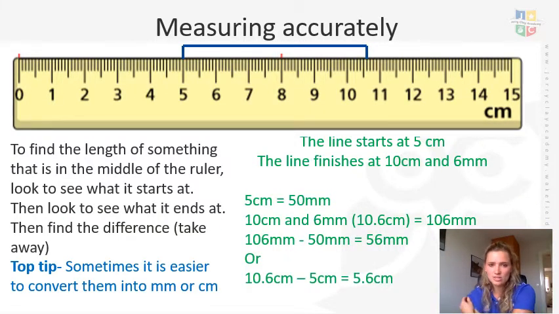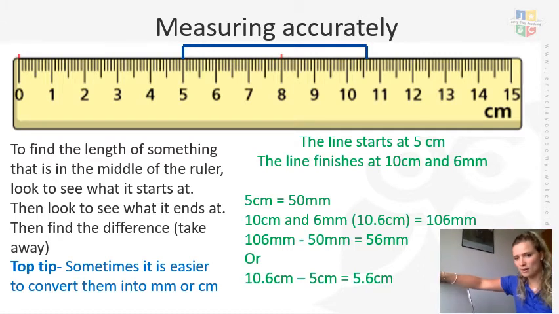So you might also get some that look like this. So to find the length of something that is in the middle of the ruler, we first of all need to see where it starts. So where does it start? Right, well it starts on the 5 centimetres. So we're going to need to find the difference. So I know it starts on 5 centimetres. So I've written down 5 centimetres on my whiteboard.